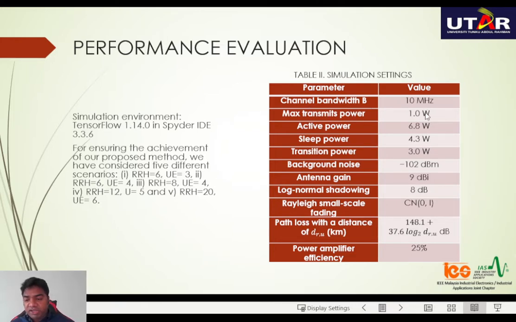The maximum transmission power is 1 watt. Active power is 6.8 watt. Sleep power is 4.3 watt. Transmission power is 3.0 watt. Transition power. The background noise is minus 102 dBm. Antenna gain is 9 dBi. Log-normal shadowing is 8 dB. Rayleigh small-scale fading is CN(0,1). Path loss is equal to 148.1 plus 36.6 log d, where d is the distance, and the power amplifier efficiency is 25.